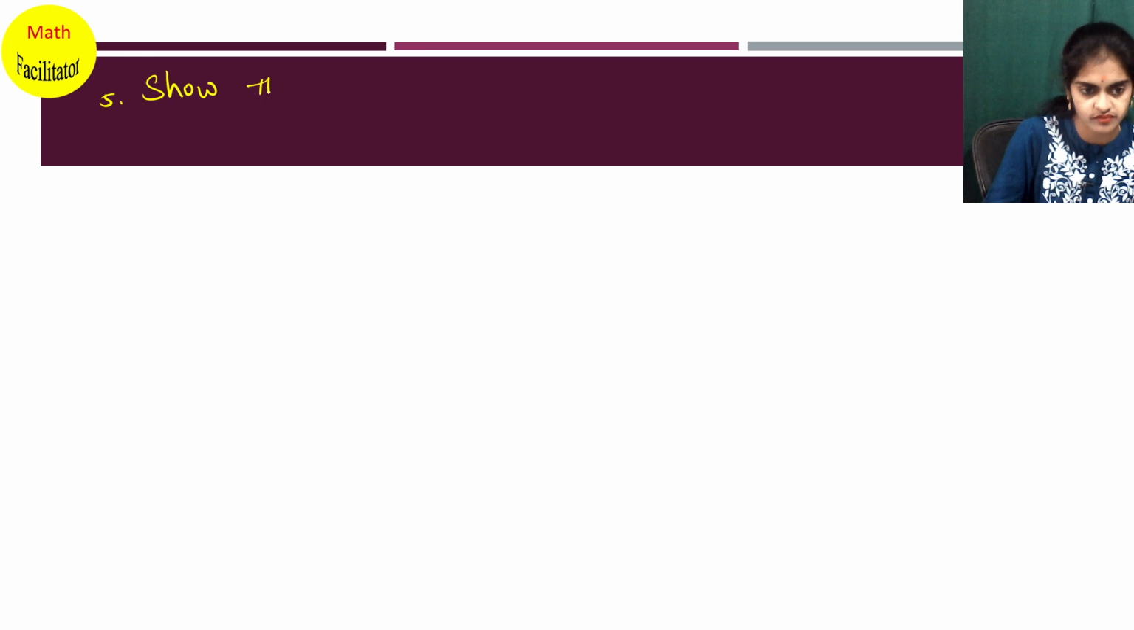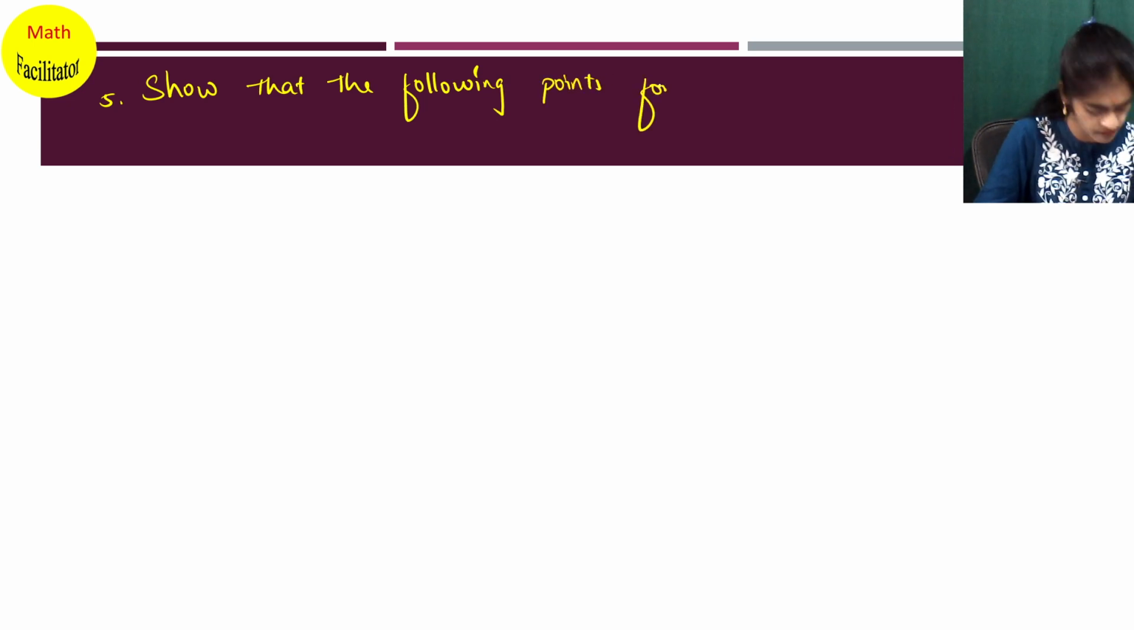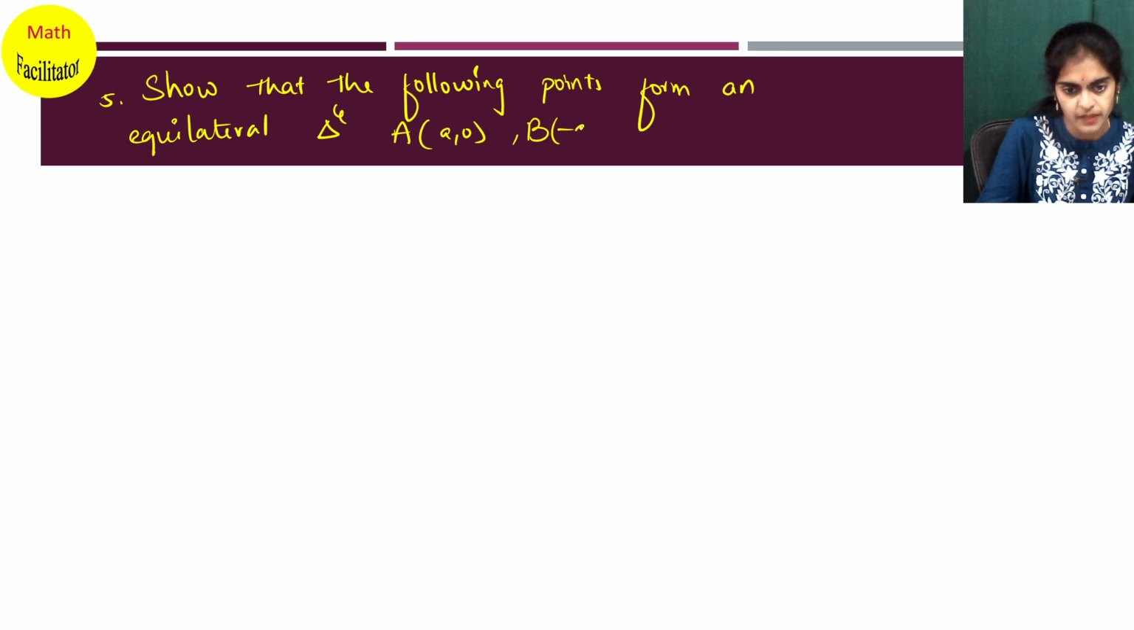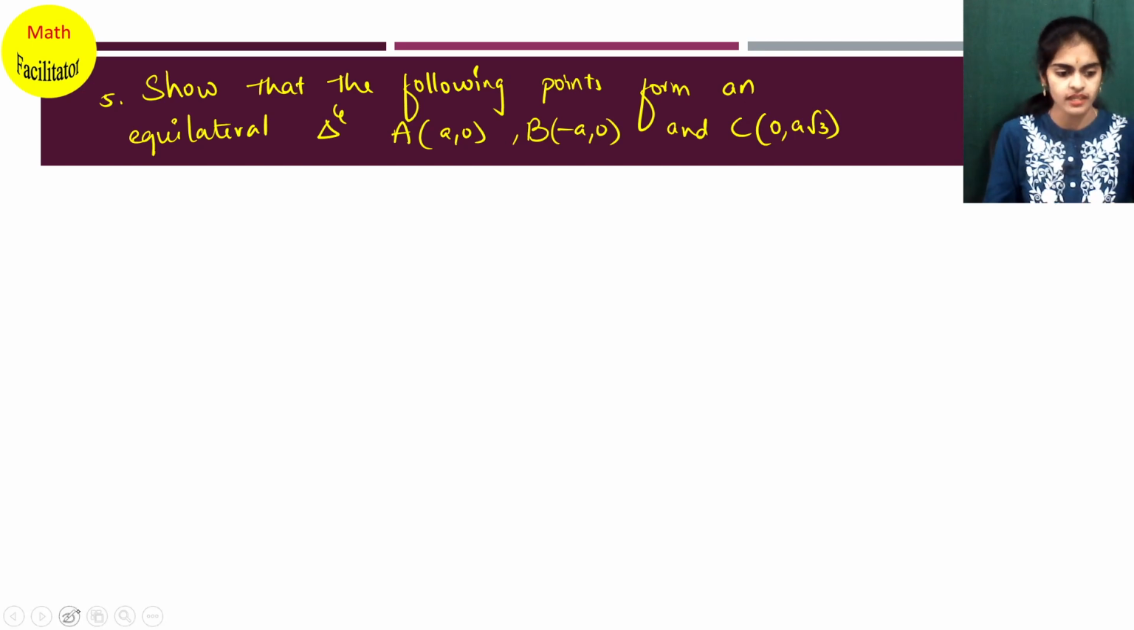show that the following points form an equilateral triangle. Okay, show that the following points form an equilateral triangle. Your points are A comma 0, capital B minus A comma 0 and C 0 comma A root 3. Okay, so how do we do this question now?